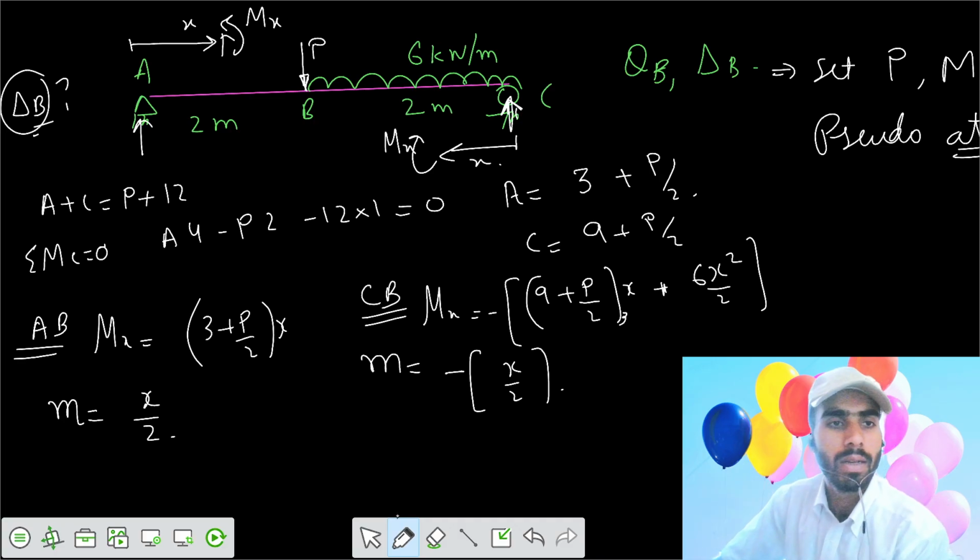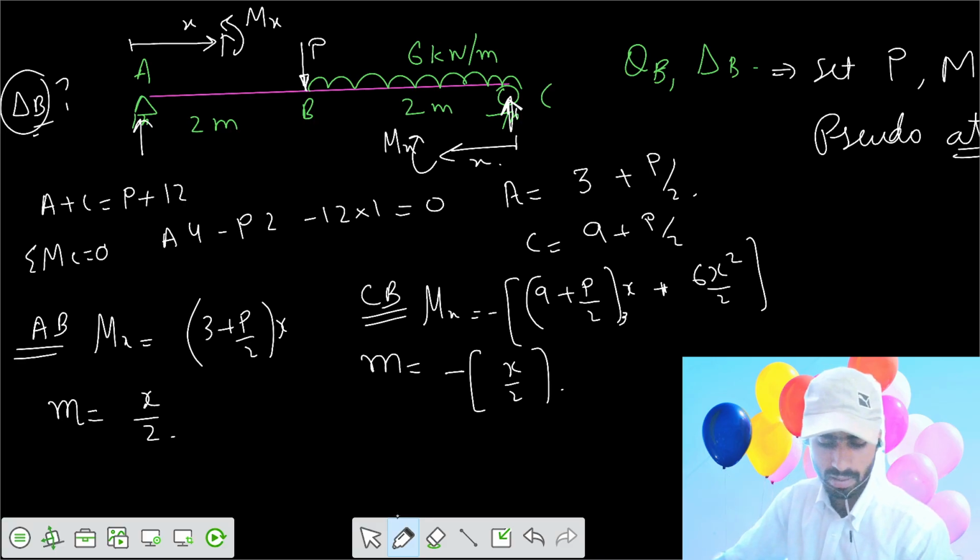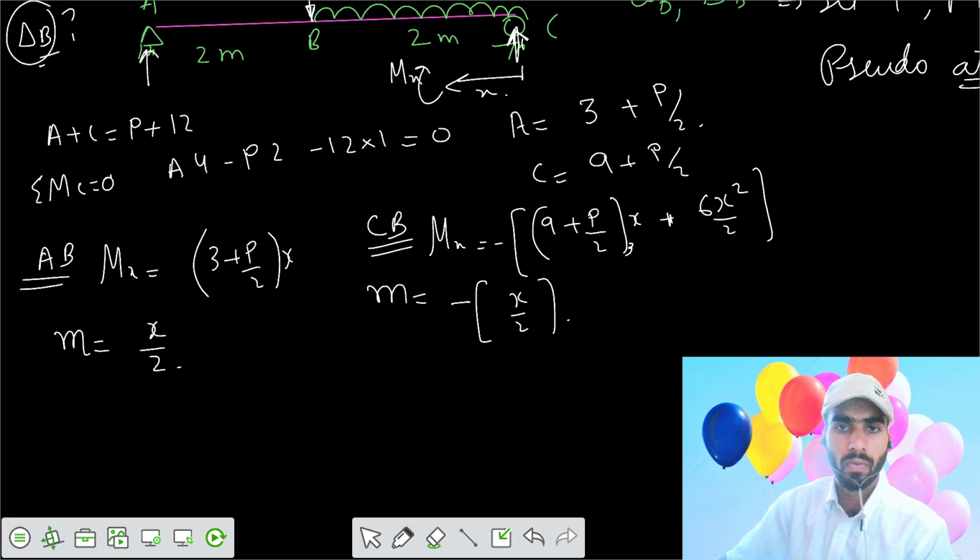If you see here, we have not applied the moment here till now. If you see that P by 2 plus 9x, P by 2 plus 3x. It's correct. We can go on.